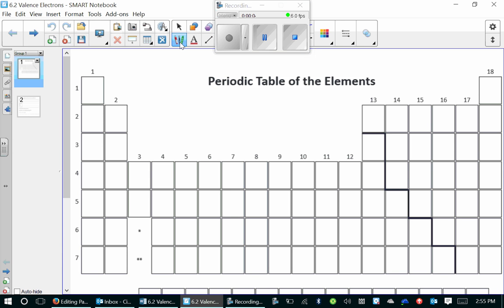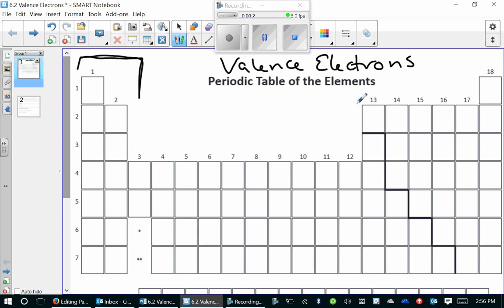Hi, Chem 30. We're going to look at valence electrons. So hopefully you printed out a blank periodic table, and I want you to just write valence electrons. The first thing I'm going to tell you is we're only going to fill out columns 1 and 2 and 13 to 18. That's all we need for this course.